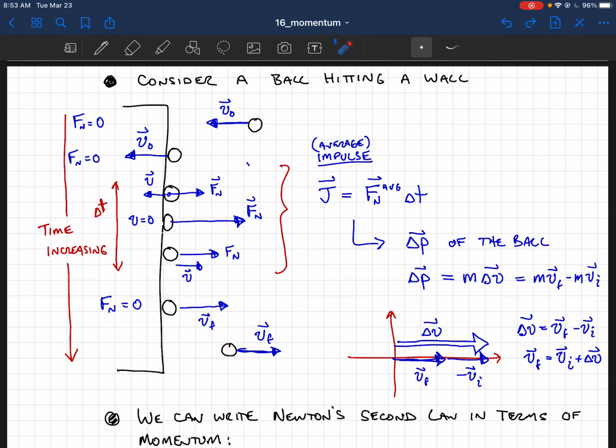So the delta v vector is going to be a rightward pointing thing, and the force, the average force, is also a rightward pointing thing, multiplied by time. That's what relates the two things. So we're not going to talk too much more about this. The way that we're actually going to calculate things with momentum is going to be a much simpler way of thinking about things. But I just wanted you to see where this comes from.